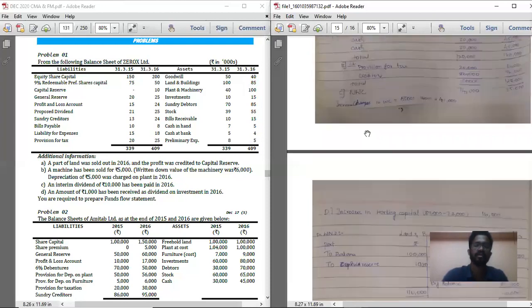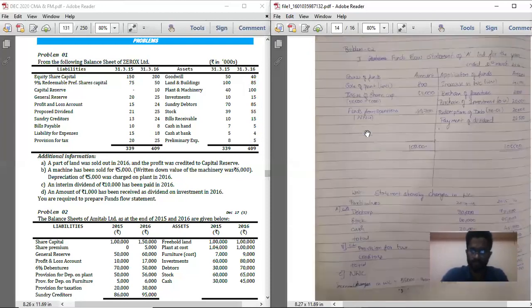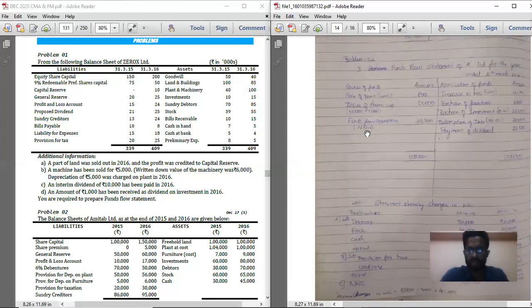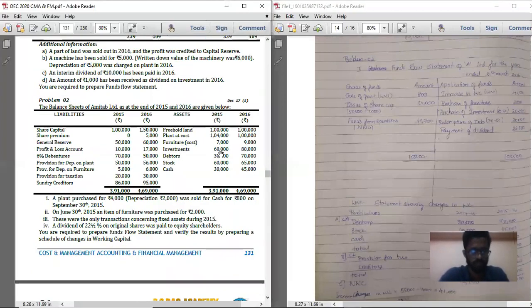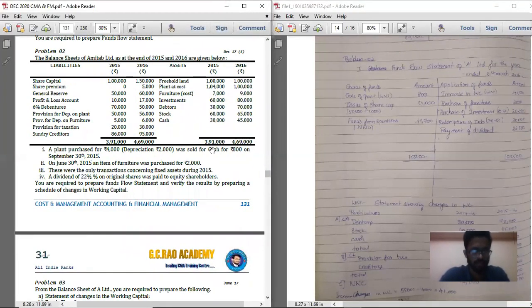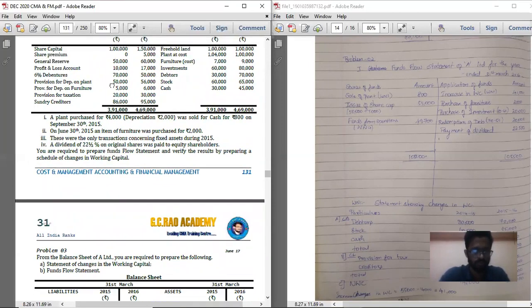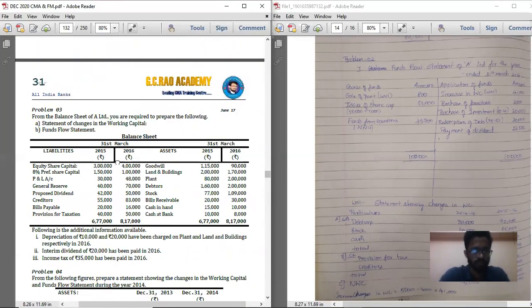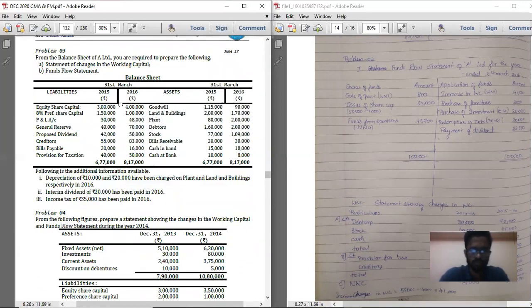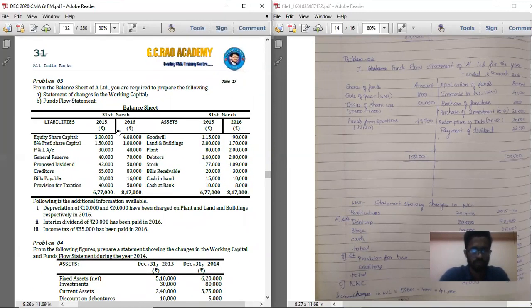This is how you should calculate the fund flow statement. Again, problem number 2 is a similar kind of problem. Problem number 2 and problem number 3 are both the same.